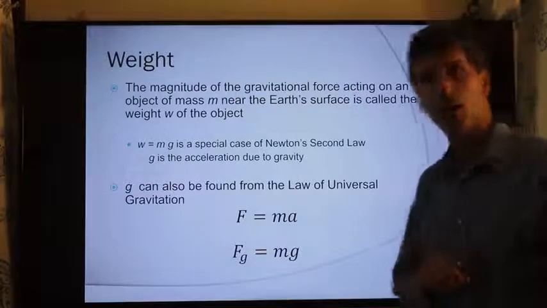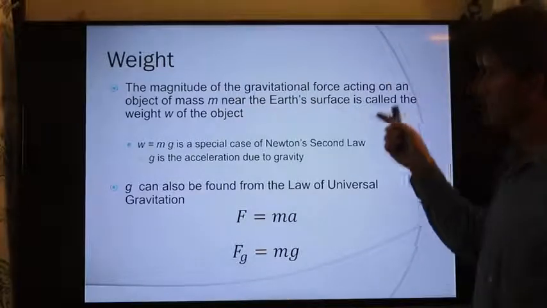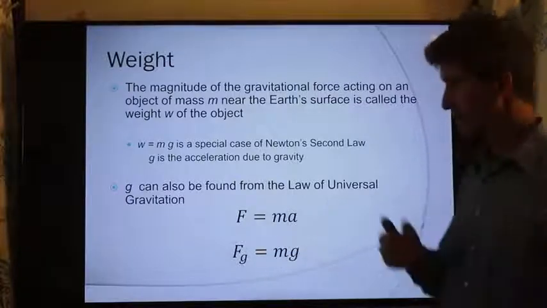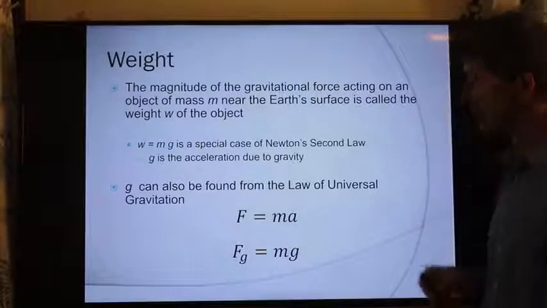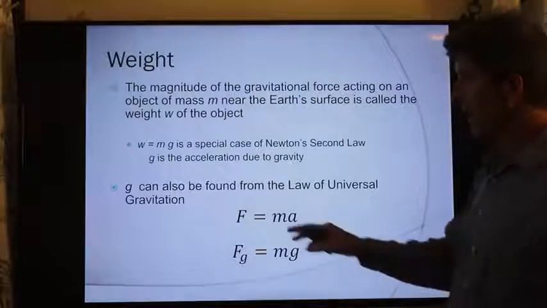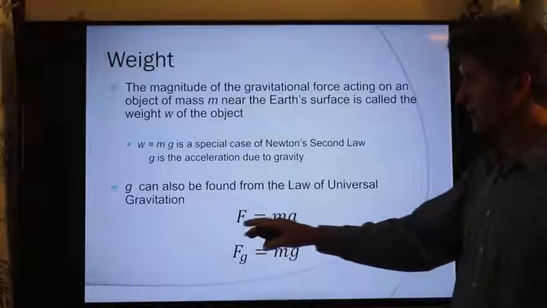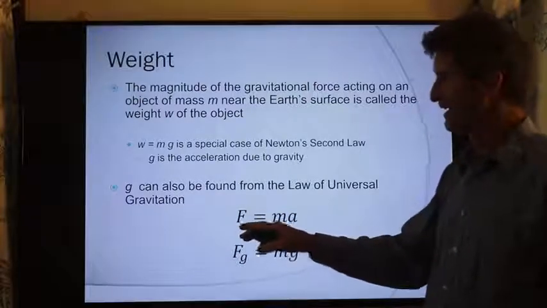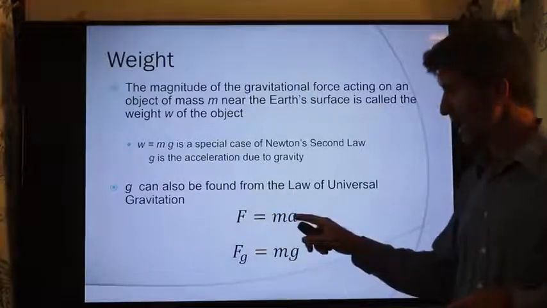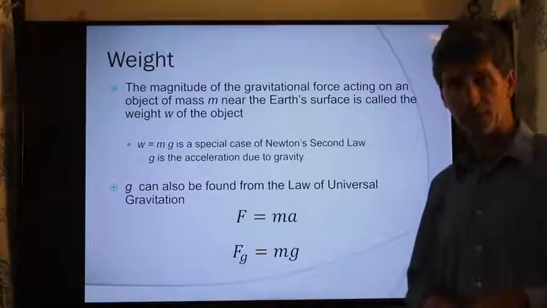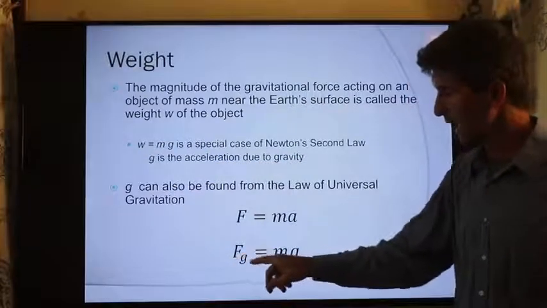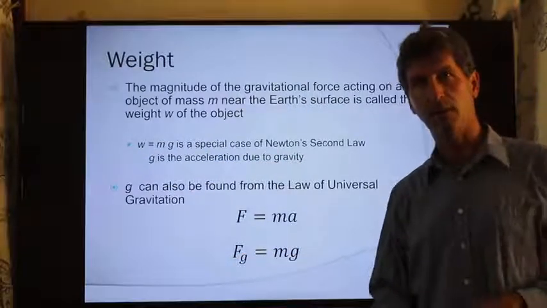So, talking about gravitational force, we're usually talking about the weight near the Earth's surface, again, due to the acceleration of gravity at 9.8 meters per second squared. So weight is a special case of Newton's second law. Weight is a force. Here, the weight is equal to the mass of the object times the acceleration of gravity. Sometimes you'll see it written as W, sometimes you'll see it written as F subscript G.